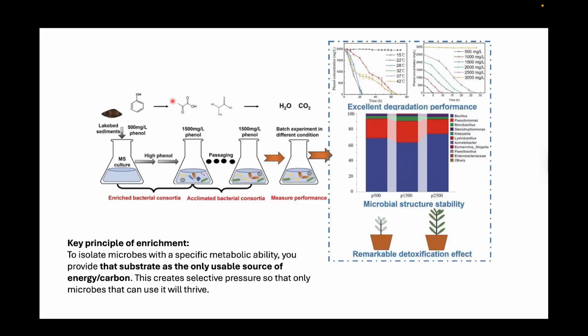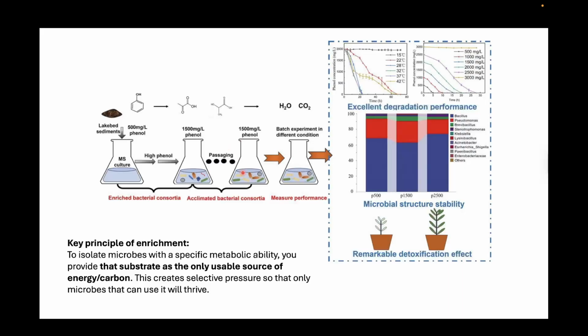So this is actually from a research article in which they have tried to select for phenol degrading bacteria. Lake bed sediments, 500 milligram of phenol in this culture, and they are enriching this culture with high amounts of phenol so that with multiple passages, only those bacteria will survive which can utilize this high amount of phenol as their only carbon source, and then using batch experiment in different conditions to find out which are the groups of bacteria represented in these communities that have survived such high concentration of phenol.